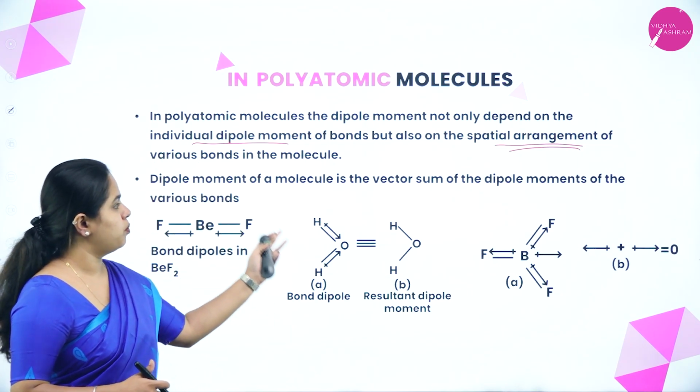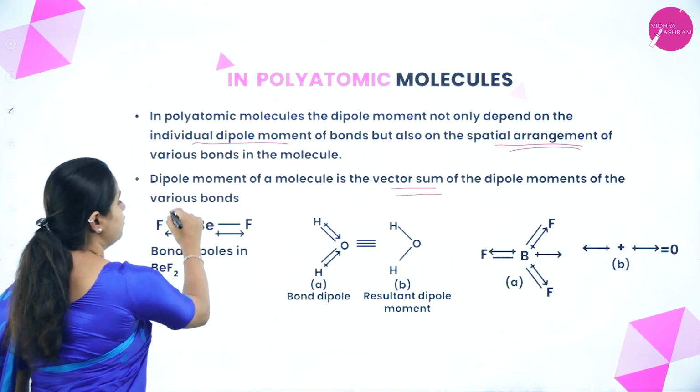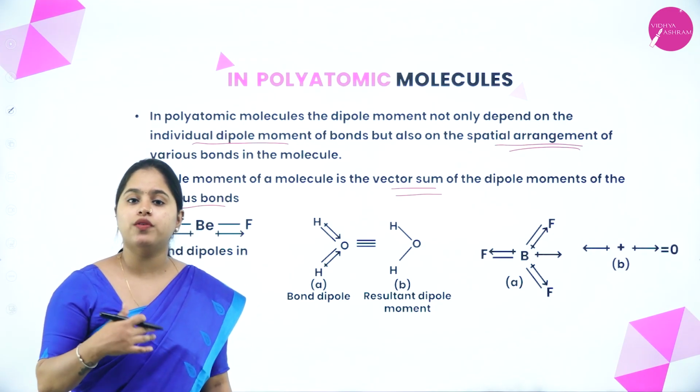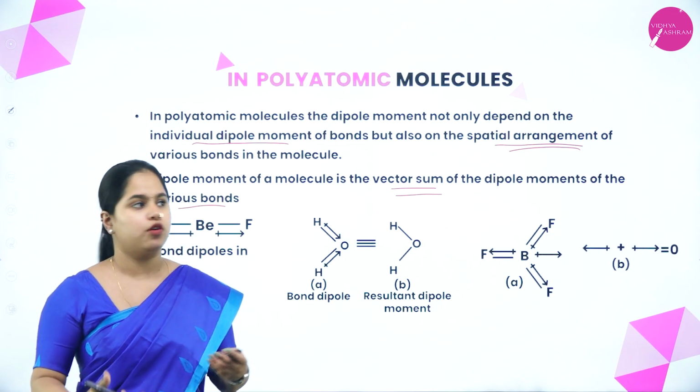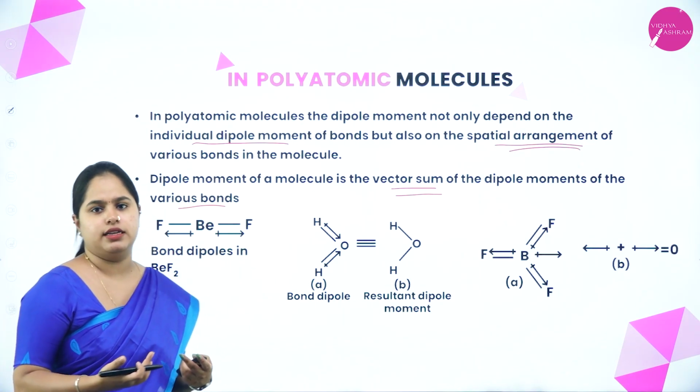The dipole moment of a molecule is the vector sum of the dipole moments of the various bonds. As I just said, it is a vector quantity. So how do we calculate it? It is the vector sum of the individual dipole moments. Clear? So let's take an example and understand it, right?